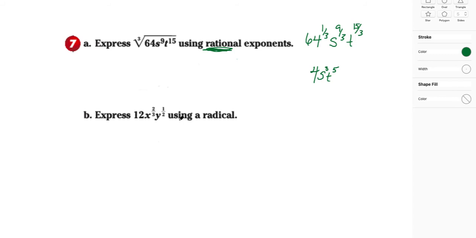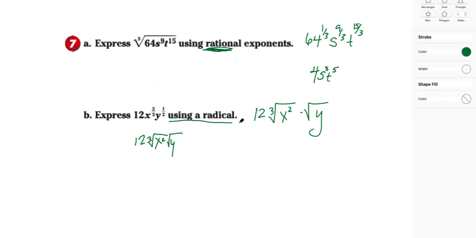Here we're to express this situation using radicals. Well, the 12 has no part in that, but we can write the x as the 3rd root of x squared, and I'll put the 2 in there, and this we can write as the square root of y. Let me write that a little bit neater. So 12 times the 3rd root of x squared times the square root of y. But I didn't follow directions, did I?